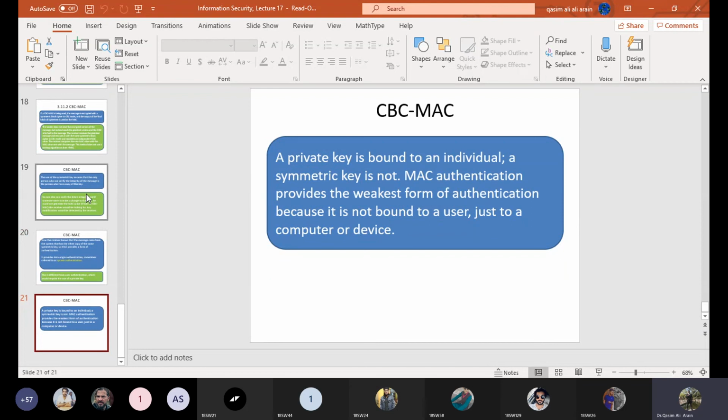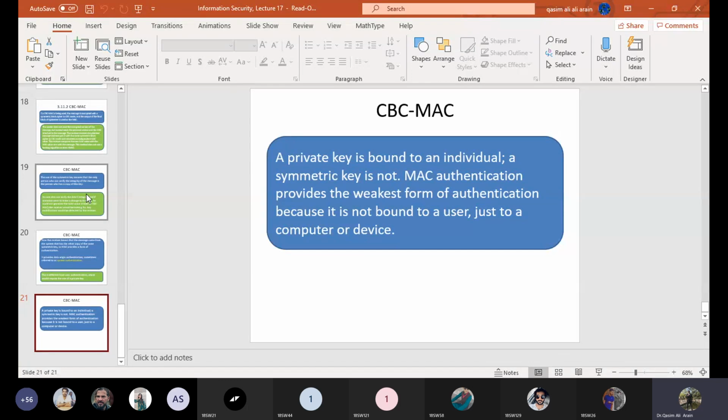So a private key is bound to an individual, a symmetric key is not. MAC authentication provides the weakest form of authentication because it is not bound to a user, just to a computer or a device. The private key is going to provide you the highest level of authentication, showing which person the message is coming from, because the private key is only with the person who generated that particular key, right? So MAC authentication provides the weakest level of authentication because it is not bound to a user. It is just a computer or a device, right?